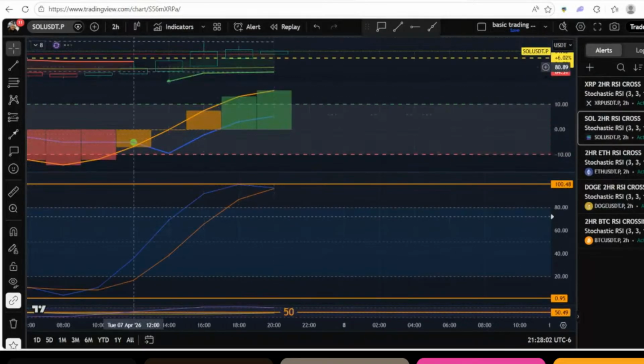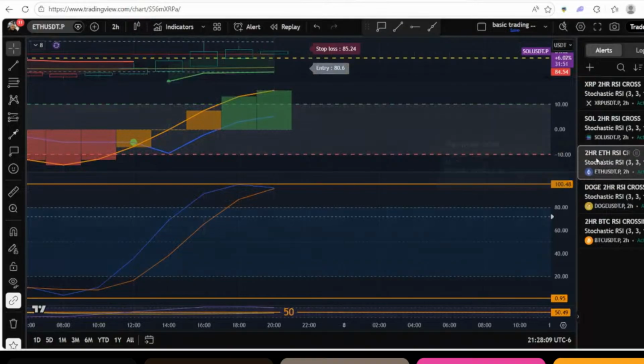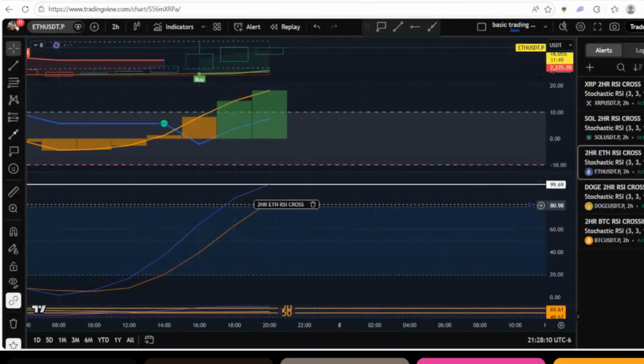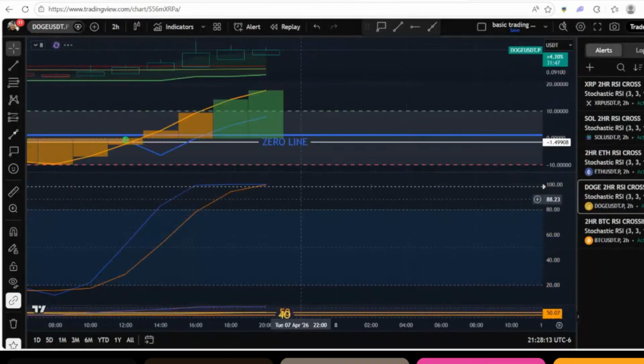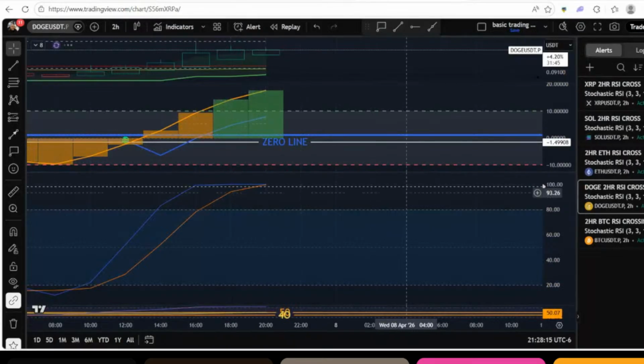I can slide over to Solana. Here I can see already I'm getting a crossing, which I should get an alert for. But that's nowhere near a blue moon. I can look at Ethereum. Nowhere near a blue moon. I can look at Doge. Getting a crossing, no blue moon.